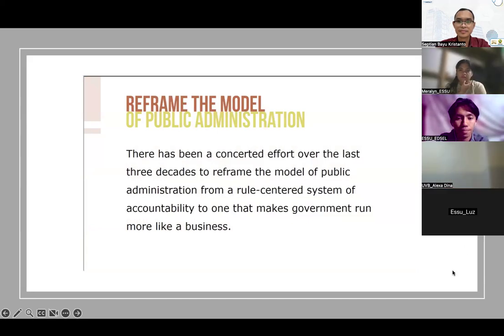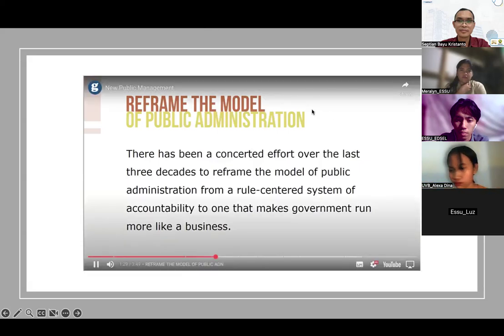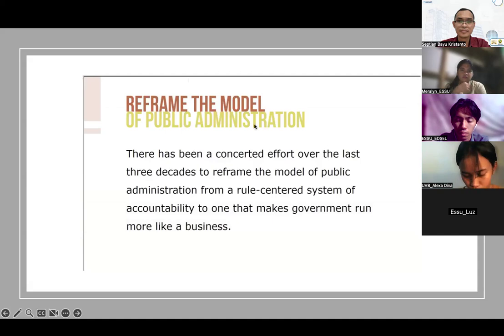This movement, called New Public Management, strives to make the services provided by government more responsive and accountable to citizens by applying business-like management techniques with a strong focus on competition, customer satisfaction, and measurement of performance.